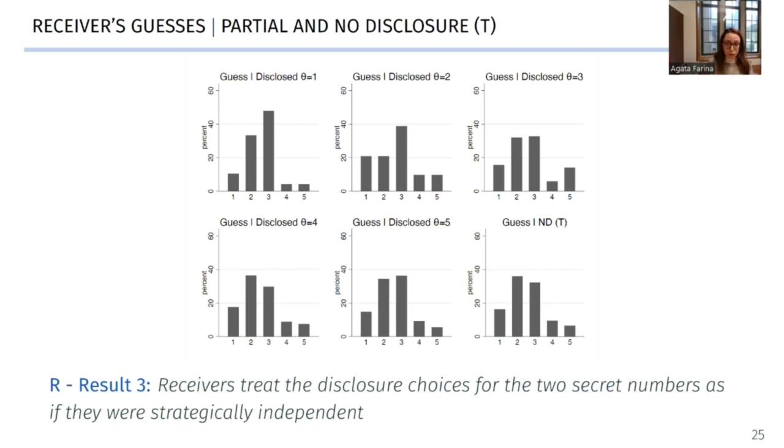And this is the one with no disclosure. What I want you to take away from this figure is that most of the mass of the guesses is on 2 and 3, which are close to the unconditional average. In particular, the receivers tend to take guesses which are higher than the number that has actually been disclosed by the sender. So we see this as evidence that receivers almost treat the disclosure choices of the two secret numbers as if they were strategically independent.